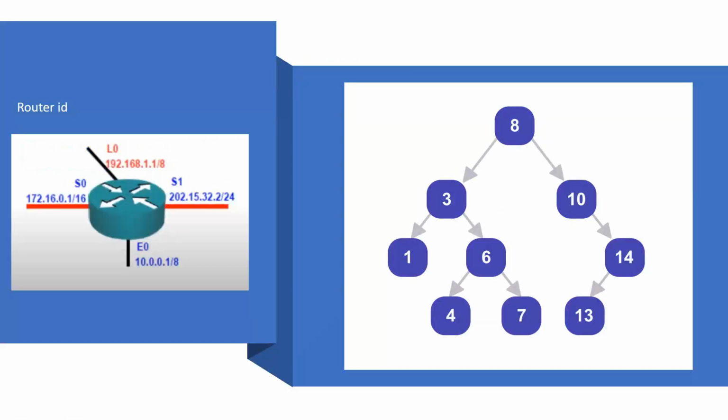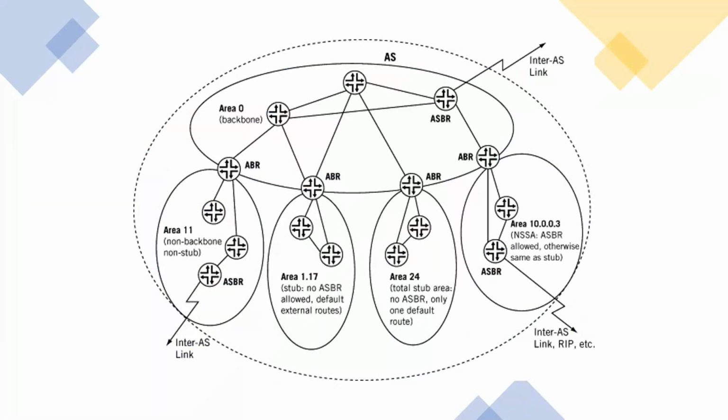Then go to the area concept. I already told that to avoid some of the disadvantages present in this, areas are introduced. An area is nothing but a group of routers that are clubbed into a single area. Cisco recommends that 40 to 50 routers should be present in each area to avoid limitations in space and memory.